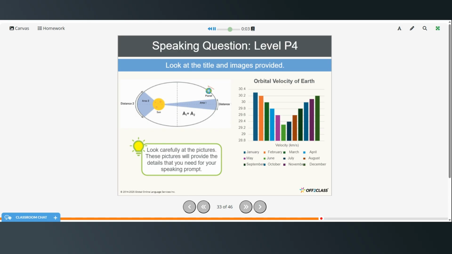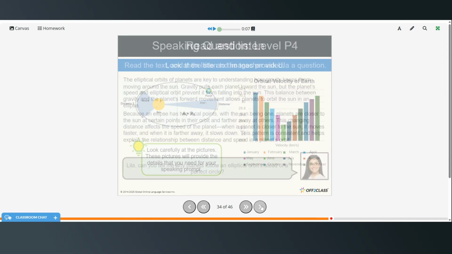The class continues learning about ellipses. Here we have a diagram and a chart, so make sure that you look at these carefully because you'll need these details when you answer your speaking prompt.